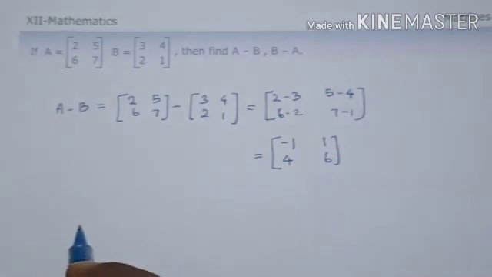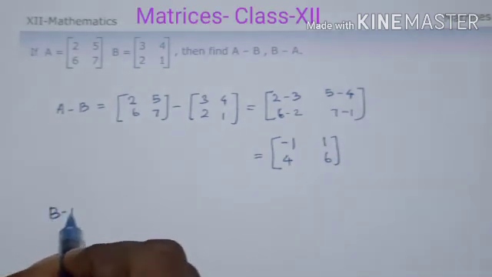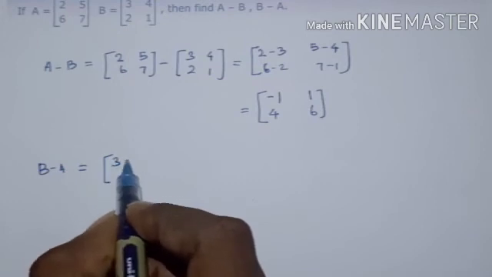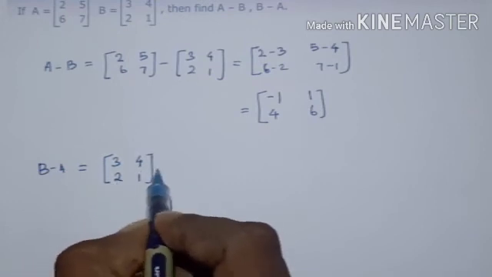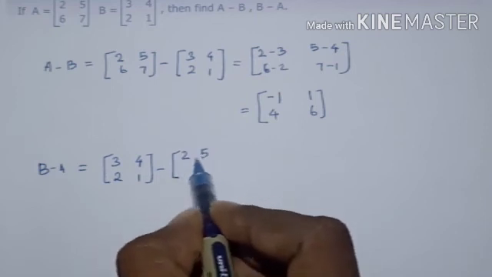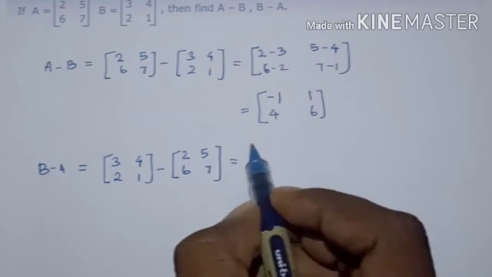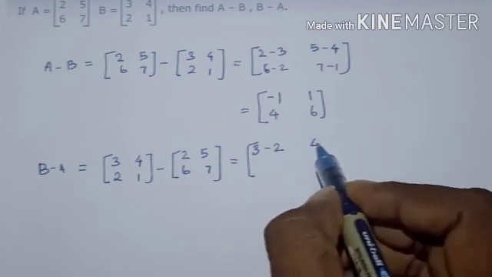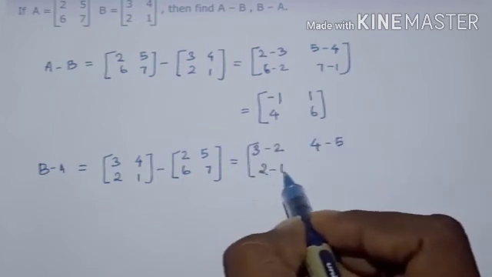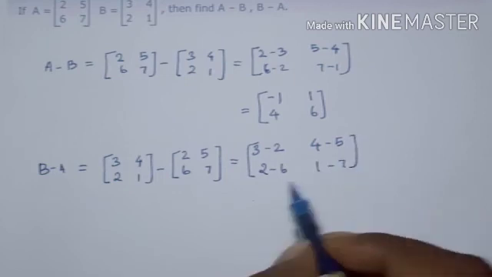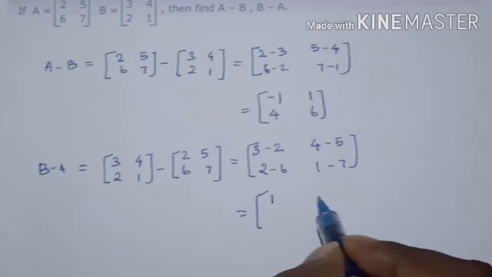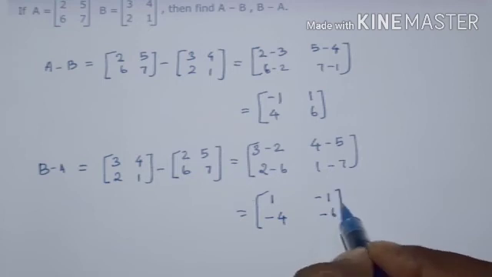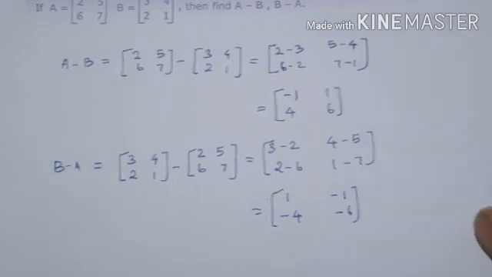Now we can do B minus A. So B minus A is equal to matrix B, 3 4 2 1, minus matrix A, 2 5 6 7. Now do the subtraction of the corresponding elements: 3 minus 2, 4 minus 5, 2 minus 6, 1 minus 7. So you will get plus 1, minus 1, minus 4, minus 6. That's all. Now we will see another example sum.